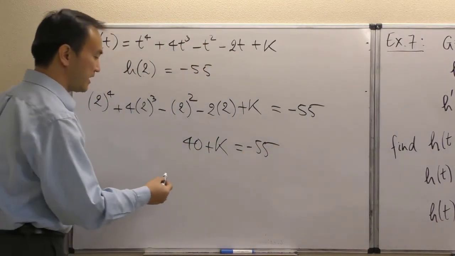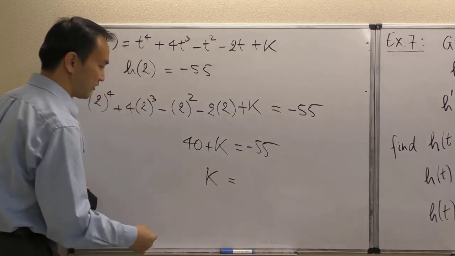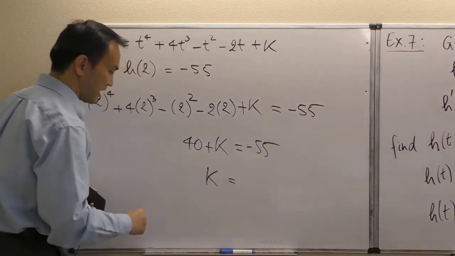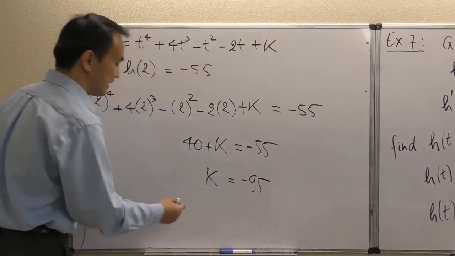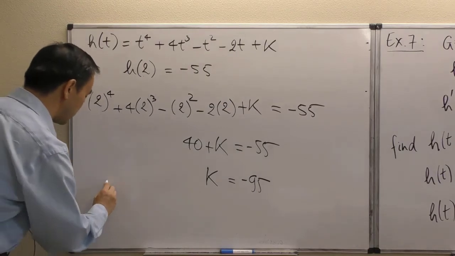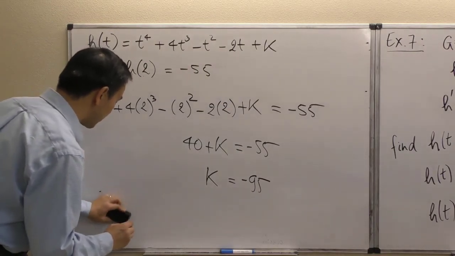Okay, and so now in that way our k, our final constant here, can be solved by subtracting the 40 from both sides. So we're looking at negative 95 right here. Okay, so now this is our final answer. Our final h of t is concluded as following.